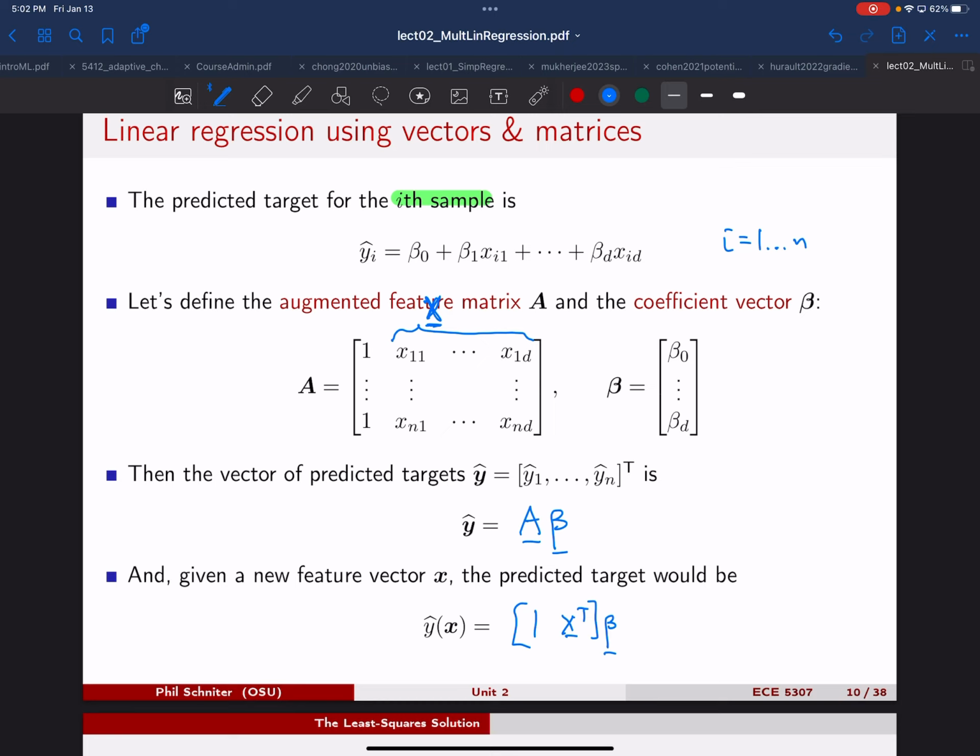Okay. So here I have a row vector of dimension d plus 1. Here I have a column vector of dimension d plus 1. So when I do this, I get a scalar, a 1 by 1. So, everybody good so far? Okay.